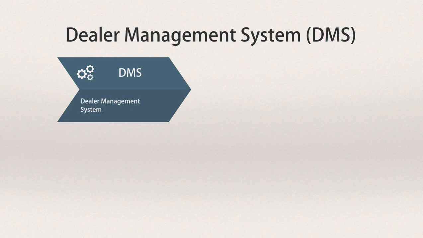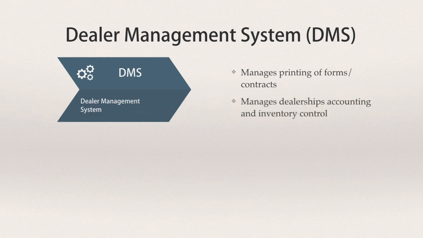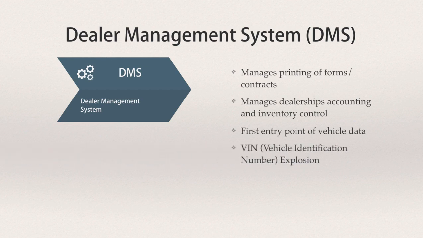So common features of a DMS include printing forms and contracts. As a customer purchases a vehicle, the DMS is the system that prints out the contracts and other forms to finalize the sale. As a quick tip, some dealers may not be familiar with the term DMS itself, but you can simply ask them what software they use to print their contracts. A DMS also manages the dealership accounting and inventory control. Because of this, it is the point of first entry for vehicles. And in most cases, it will have VIN explosion. VIN explosion is a feature where a 17-character VIN is translated into human-readable vehicle information.